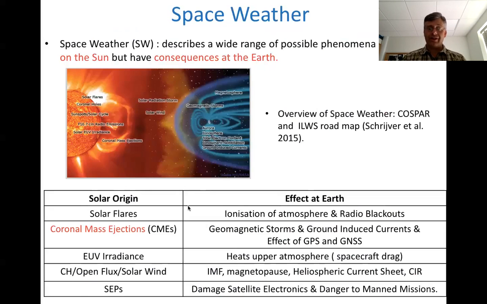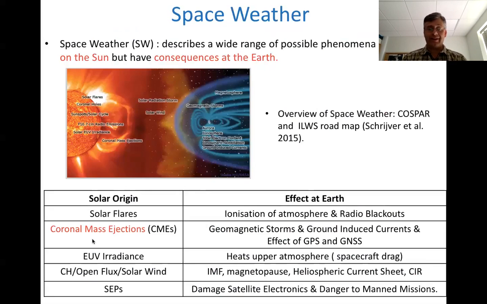Coronal mass ejections can produce really extreme space weather events at the Earth, such as geomagnetic storms and ground-induced currents, which of course can short out power supplies, and they can also affect GPS. Now, when we consider the effect at Earth from solar flares and CMEs, we're looking more at extreme space weather events. But of course, space weather is always around us.